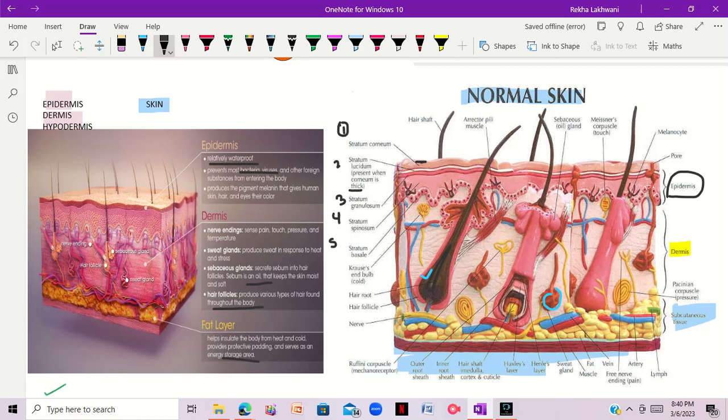So I hope this is clear to you, the structure of skin and how it has a role in the first line of immunity.